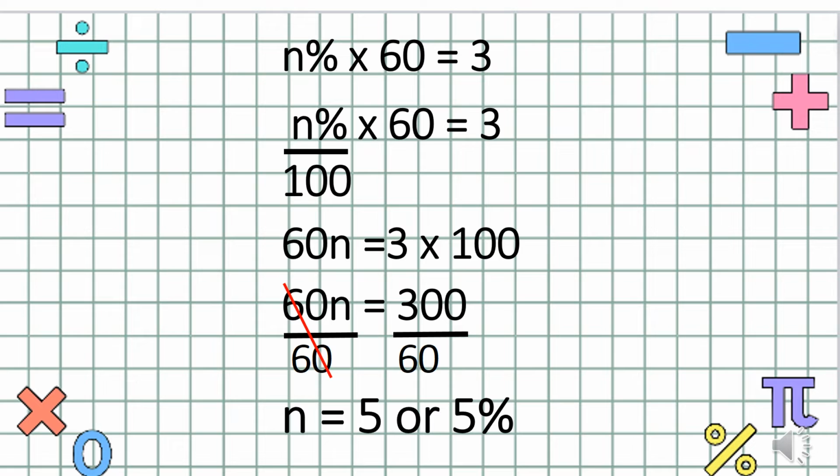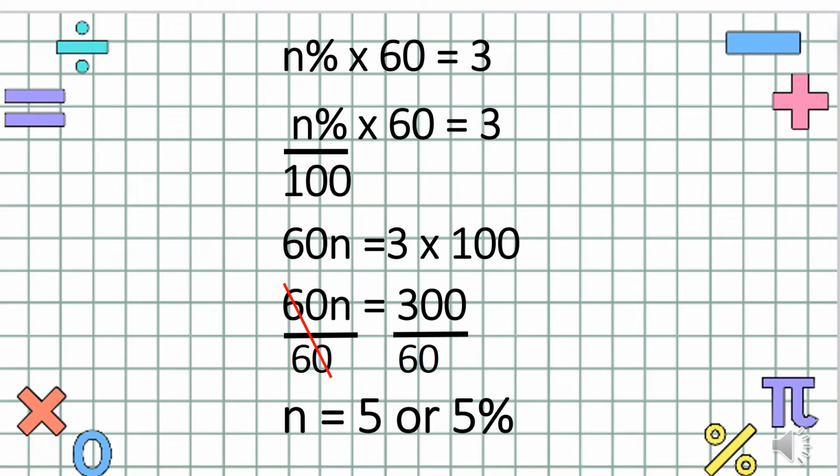So, n% over 100 times 60 is equivalent to 3. So, i-multiply natin ngayon yung 60% saka yung n%. That will be 60n is equivalent to 3. Tapos, itong 100, i-move natin dun sa kabilang side. I-multiply natin siya by the product, which is 3. So, 60n equals 3 times 100. That will be 60n equals 300.